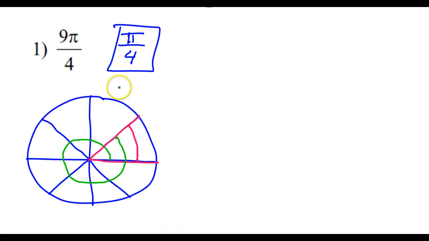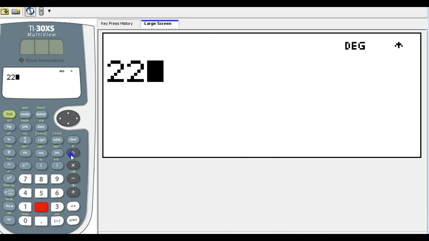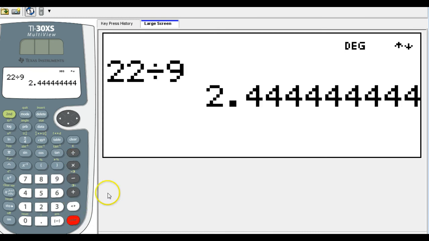Now things get more complicated when it's not a special angle. Take a look at number 4, negative 22 pi over 9. Now pi over 9 is not a special angle, and pi over 9 is not going to be the reference angle. The key is to figure out what quadrant we're dealing with. And to do that, it's going to be helpful to find the decimal for 22 over 9. So 22 divided by 9 is 2.4 repeating, so approximately 2.4.